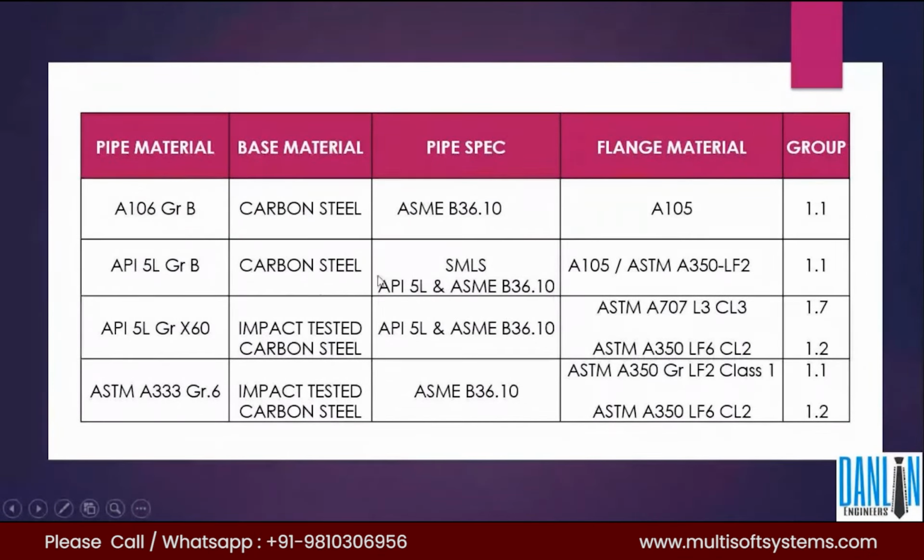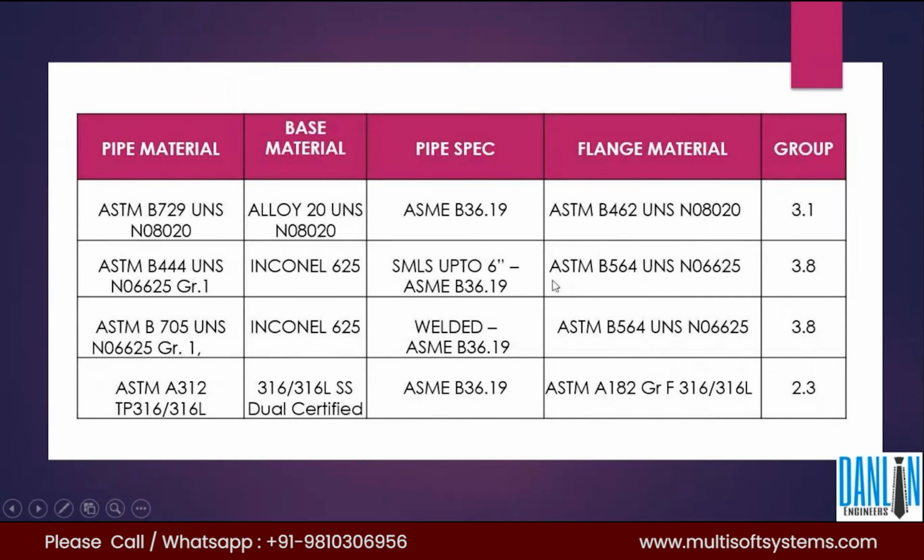Yes, yes. So here, likewise for A106 it is 1.1, and for API 5L grade 60 it is 1.7, and A707 L3 CL3. That is the flange material. And A333 grade 6 is the pipe material; for that the flange material will be A350 grade LF. And the grouping will be 1.1 or 1.2 if this is the flange material. These details we are getting from the PMS. Likewise, there are different materials.